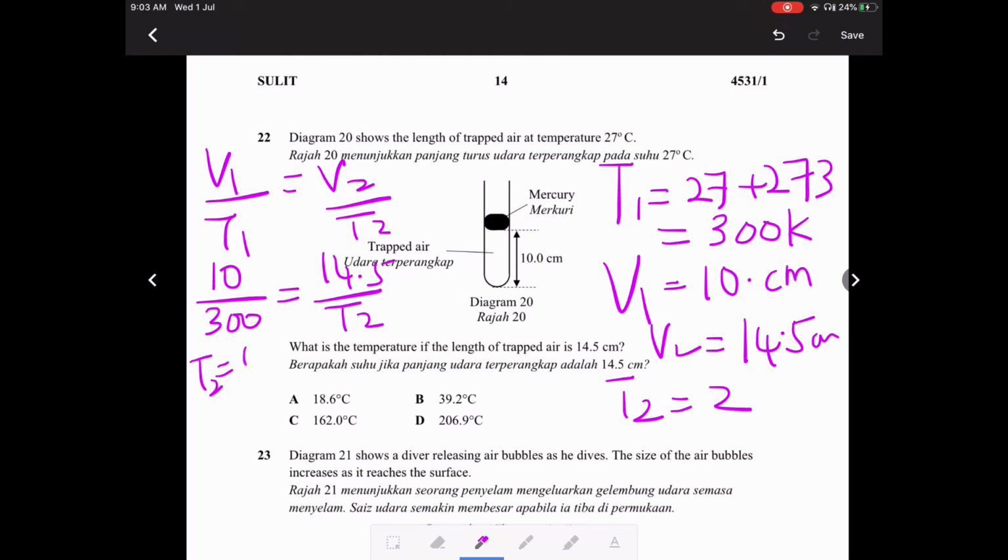T2 ialah 435 Kelvin. So you tolak 273. So kita tolak 435 tolak 273. So you dapat 162 darjah Celsius. So the answer is C.